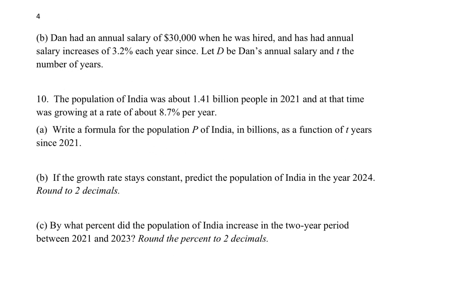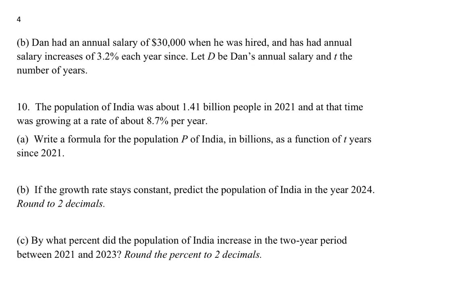So for B of that number 9, it says Dan had an annual salary of $30,000 when he was hired. And he has had an annual salary increase of 3.2% each year since. I'm going to highlight this because increase is very important. Let D be Dan's annual salary and T be the number of years. So we had an annual salary, right? And it has increased since. So that means that this is actually our initial salary. And then let's remember what they want us to use: D as salary and T as number of years.